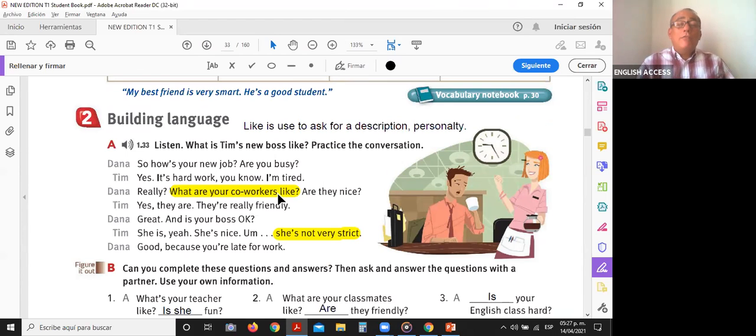Because what is only for asking general information. Like is giving us the opportunity to ask for the personality. In this case, we are using be, the verb be and like. These two words are connected, are related. So what are your co-workers like is helping us to ask about the personality. Okay? Okay, teacher, thank you. It's always a must to have like here. You have to write it down.